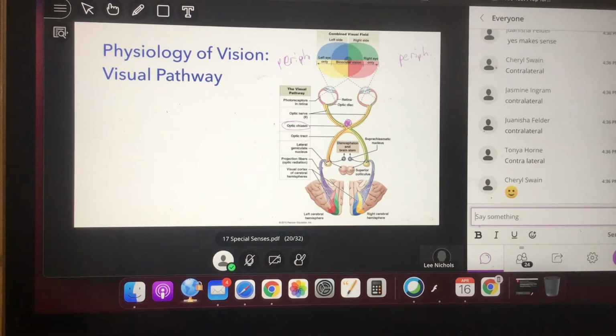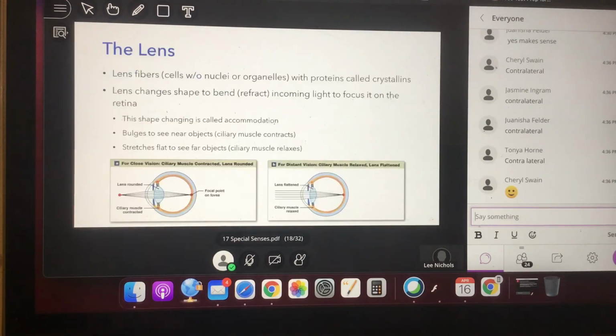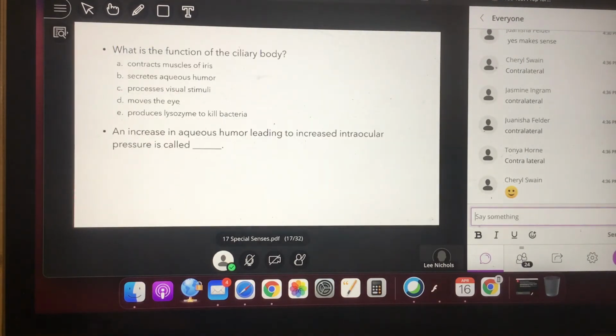All right, ready to move on? Are you ready to move on? Let's go back and take a look at those questions that I skipped here. What's the function of the ciliary body? You guys take a look at that one. Tell me, what would be the function of the ciliary body?